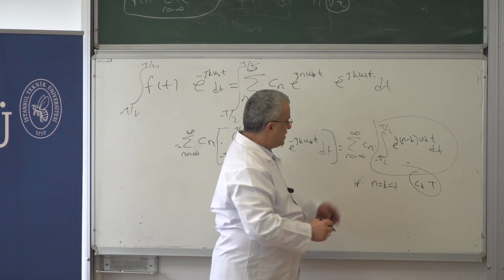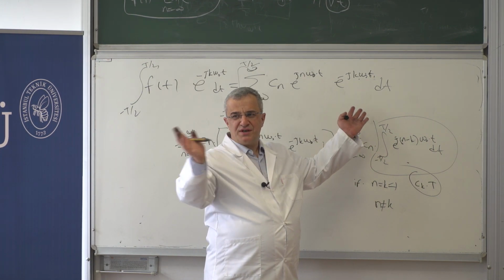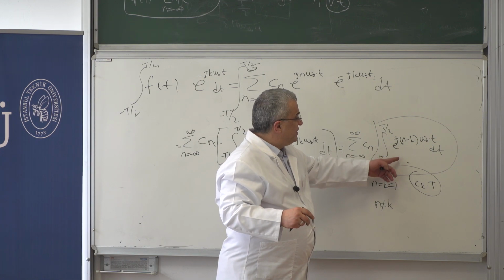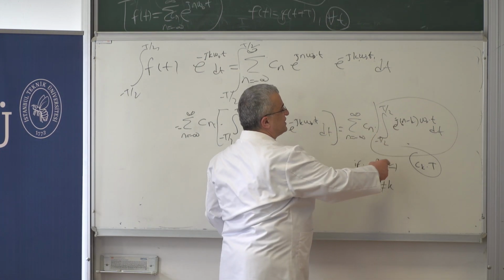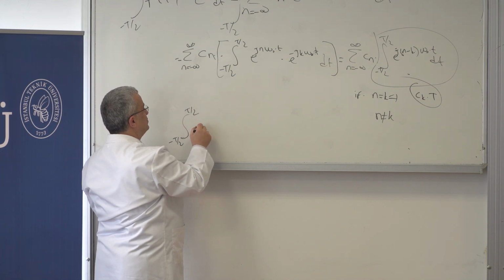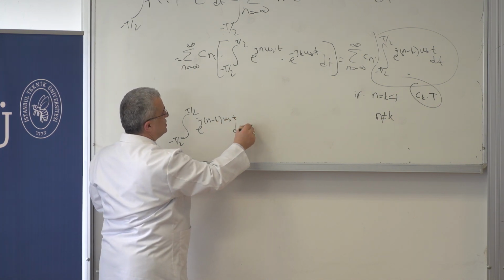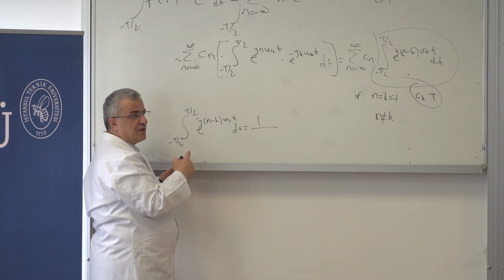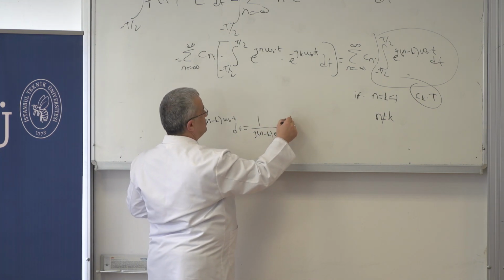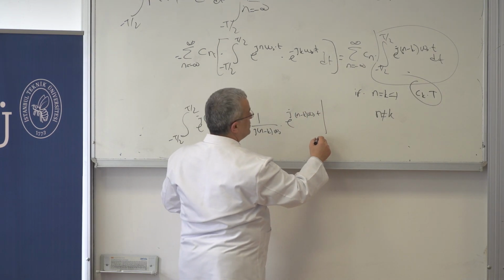This is the value. For n different from k, there are infinitely many terms, right? As a matter of fact, double-sided infinite. It's minus infinity to plus infinity, right? So when n is different from k, what is the value of this integral? It's just exponential. So the integral from minus T over 2 to plus T over 2 of e to the j (n minus k) omega 0 t dt is equal to 1 over, please tell me, j (n minus k) omega 0 times e to the j (n minus k) omega 0 t, evaluated from minus T over 2 to T over 2.